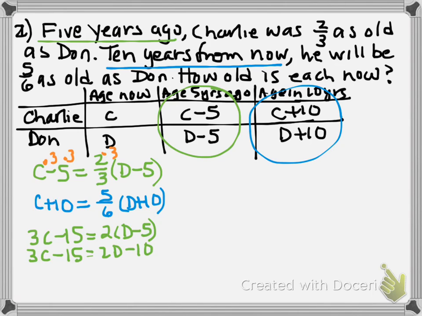How am I going to clear the fractions from the second equation? What am I going to multiply by? 6. Yeah, so I'm going to multiply everything by 6. So then that new equation becomes 6c plus 60 equals 5 times the quantity d plus 10, which gives me 6c plus 60 equals 5d plus 50.